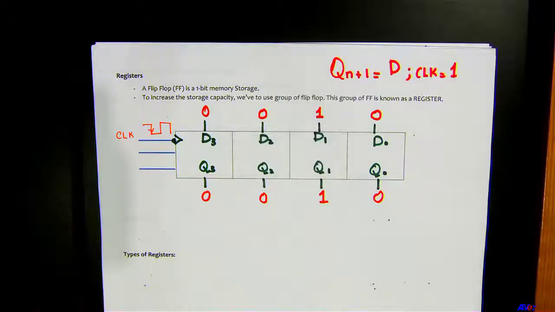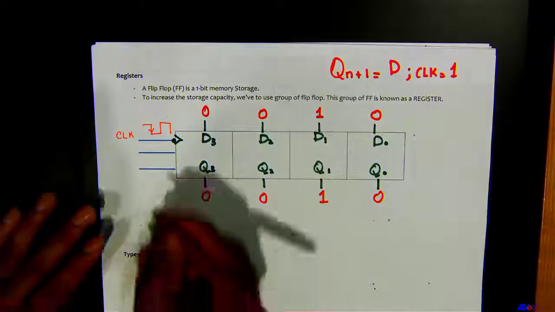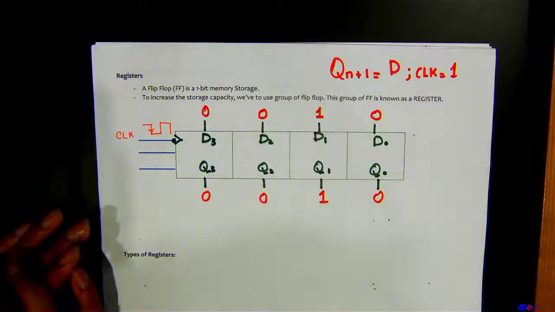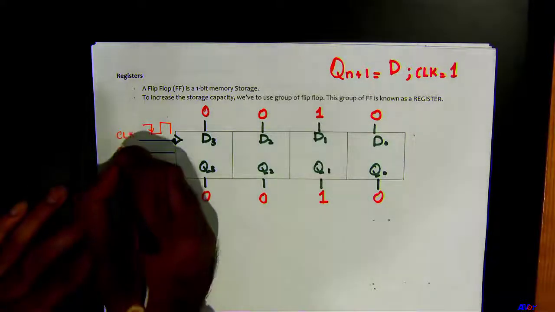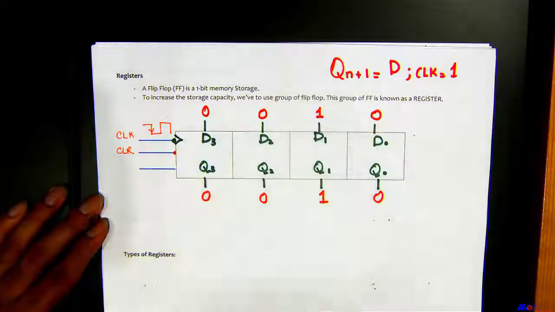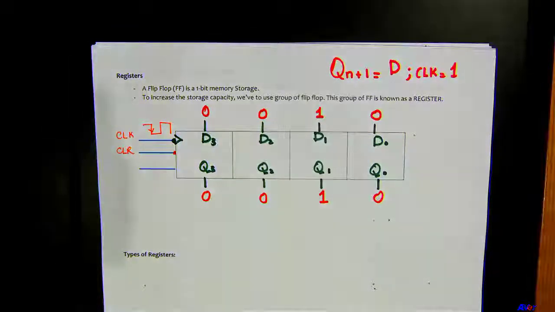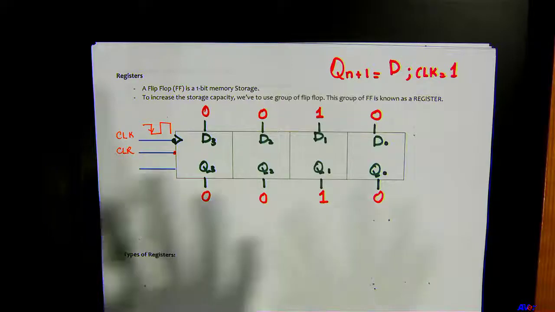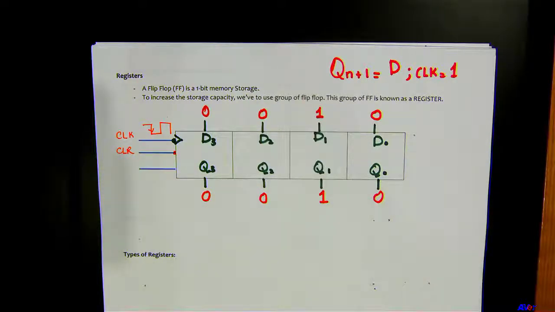There's another pin, which is clear, which is usually denoted on a schematic by this. Clear could be active low or active high, but we don't want to get into that. What clear is going to do is basically reset everything back to 0.